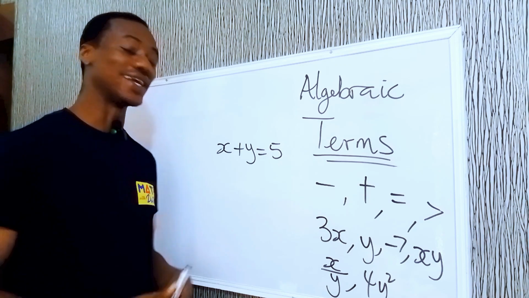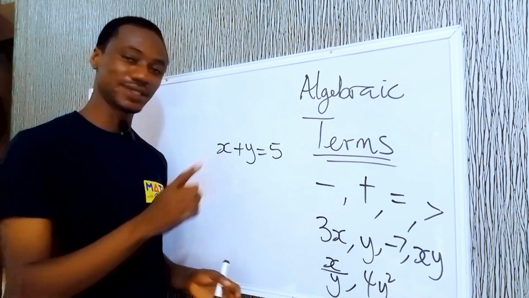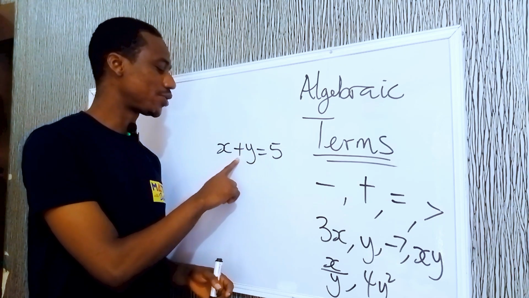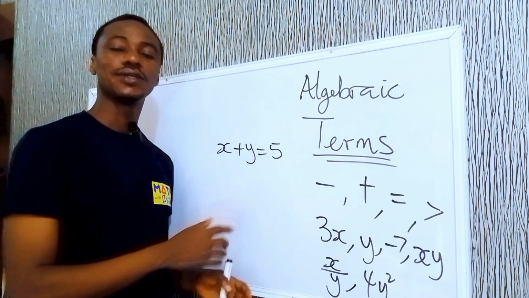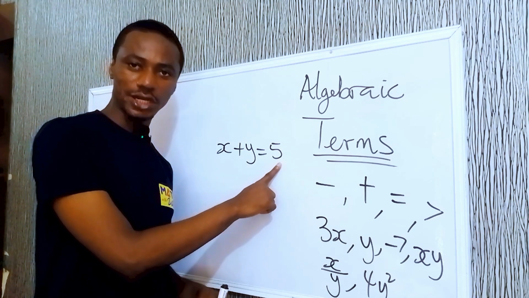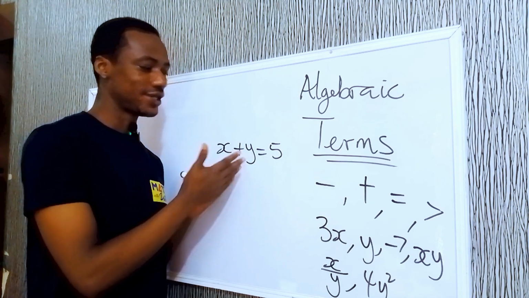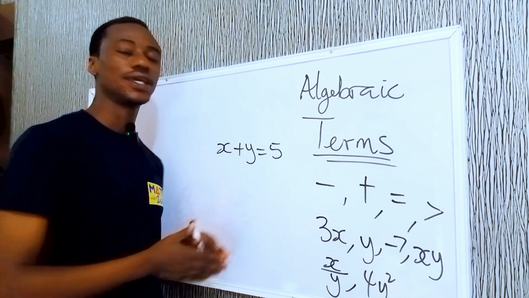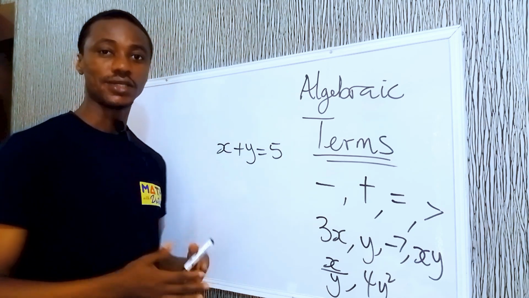You're right. So there are 3 terms. You can see that we have the plus and the equal sign. These 2 signs separate the terms. So you have 1, 2, 3. So there are 3 terms in this equation. I hope it's clear. All right, so this is an equation with 3 terms.